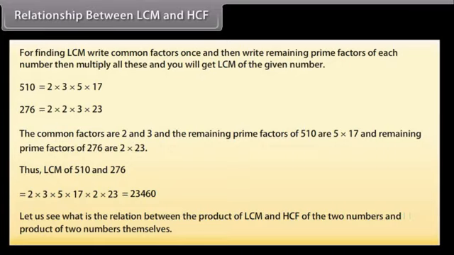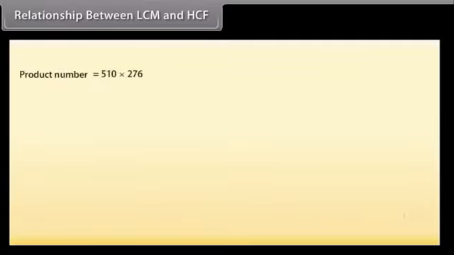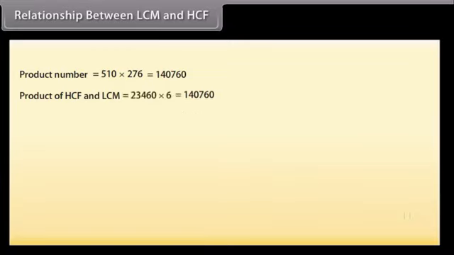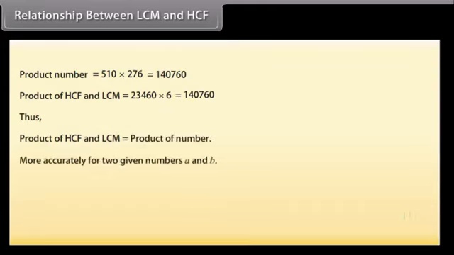Let us see what is the relation between the product of LCM and HCF of the two numbers and the product of two numbers themselves. From the above discussed example, product of the numbers is equal to 510 × 276, which equals 1,40,760. Product of HCF and LCM is equal to 23,460 × 6, which is 1,40,760. Thus, product of HCF and LCM is equal to product of the numbers. More accurately, for two given numbers a and b, HCF(a, b) × LCM(a, b) is equal to a × b.